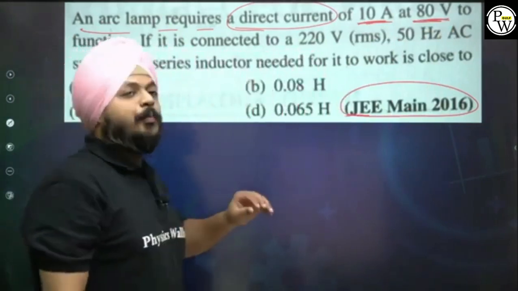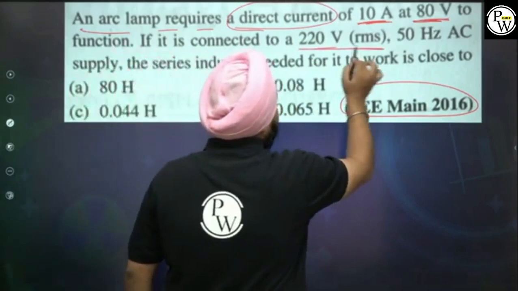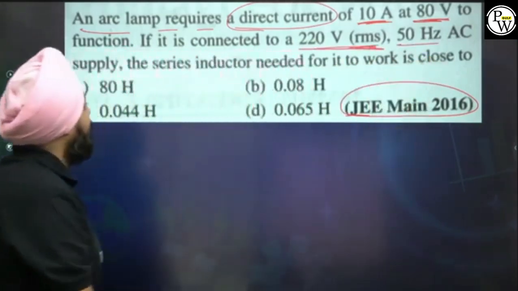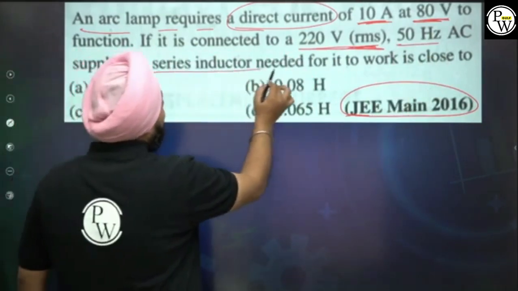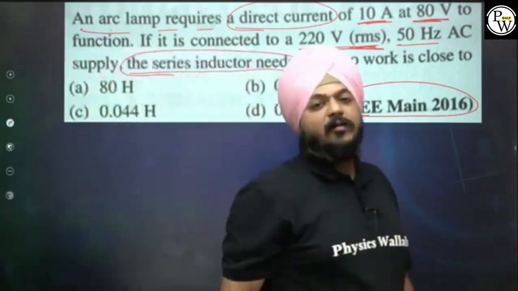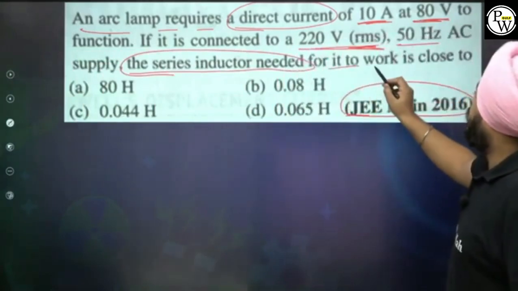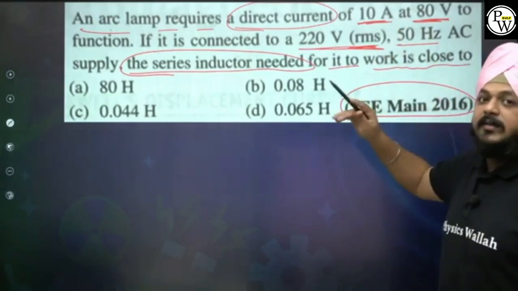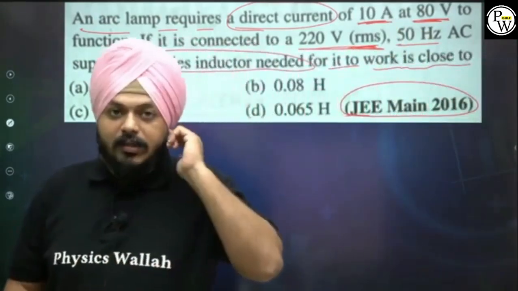An arc lamp requires a direct current of 10 ampere at 80 volt. Now suppose the same lamp is connected to an alternating supply of 220 V RMS and 50 Hertz frequency. What will be the value of the inductor that is connected in series with the resistor, for the work done in both of these circuits to be nearly equivalent to each other?